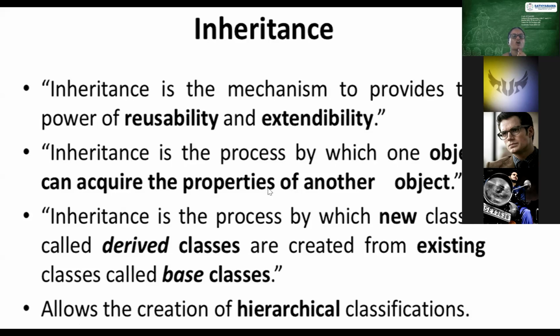According to the hierarchy, we can classify the types of inheritance. So what is the property of inheritance now? We can reuse the code and extend the code, and we can acquire the property from one object to another. We can create the base class, and from that I can derive new classes, which are called derived classes. Yes, once again, explaining the derived class and base class.